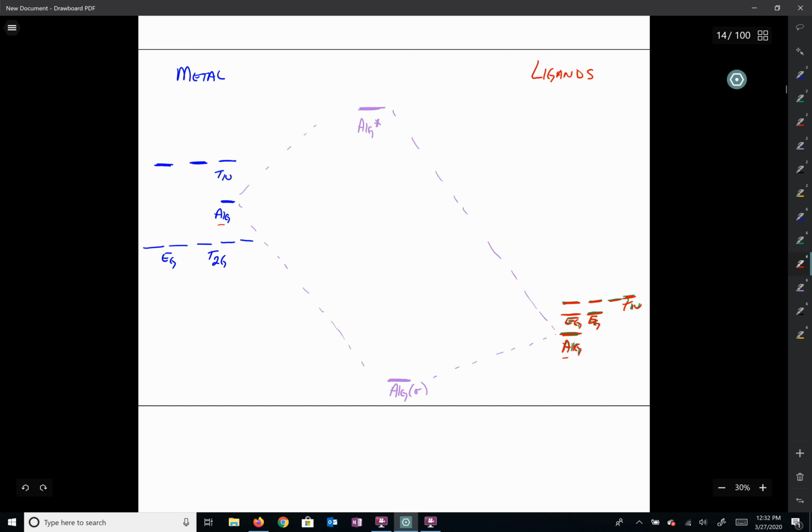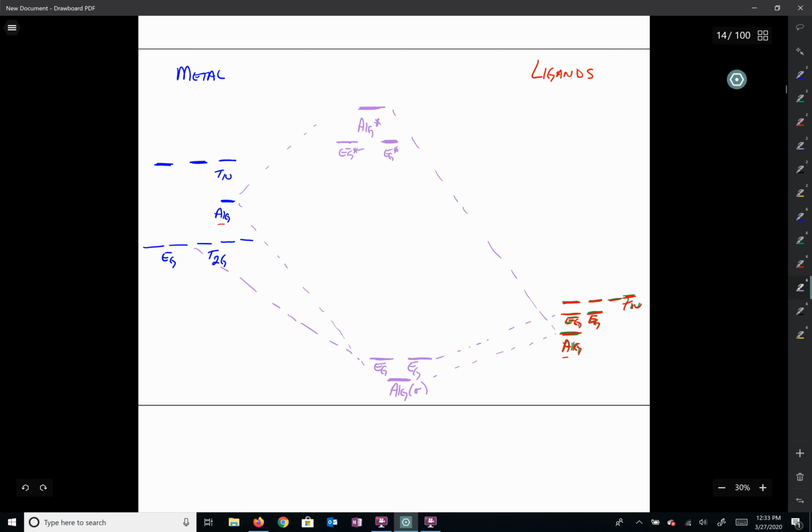Now we move to here's our EG set, and here's an EG set. We're going to come down in energy here. Sorry, that's my bonding combination, EG. And then it's going to go up in energy here, EG star.